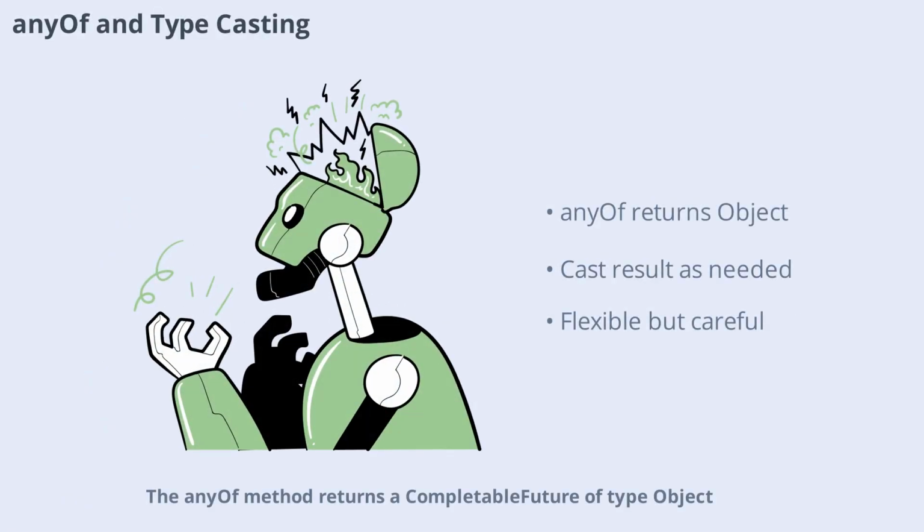The anyOf method returns a CompletableFuture of type Object. This means you'll need to cast the result to the expected type before using it. For example, if you're racing multiple search methods, cast the winning result to String or the appropriate type. This flexibility allows anyOf to handle diverse tasks, but always ensure you cast safely to avoid runtime errors.